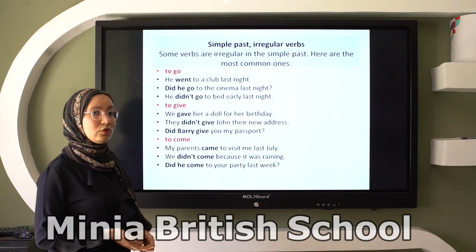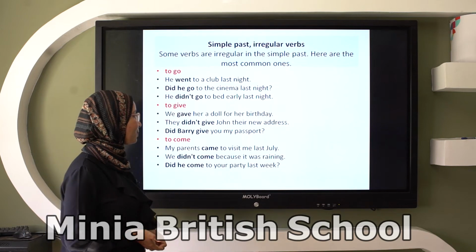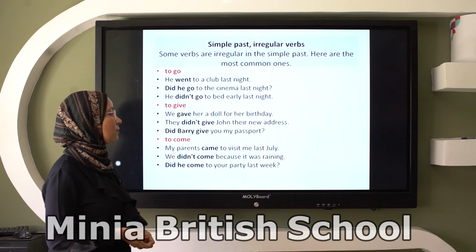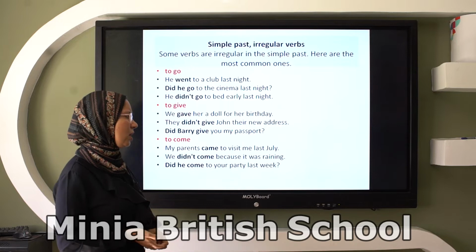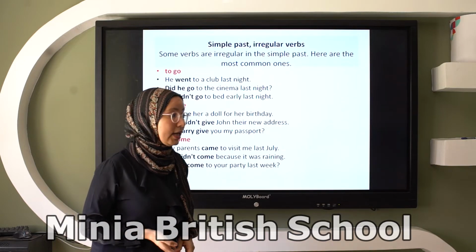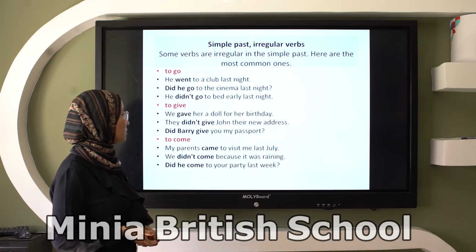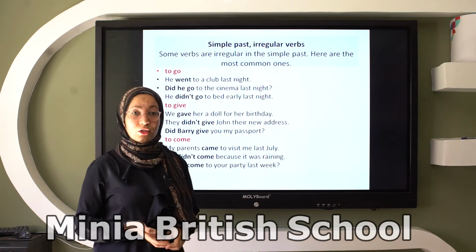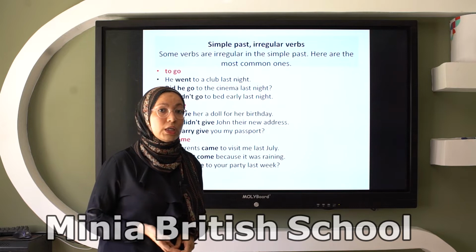The verb to come here. My parents came to visit me last night. We didn't come because it was raining. And for the interrogative form, did he come to the party last week?